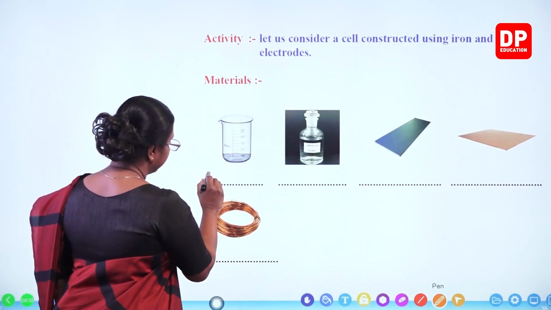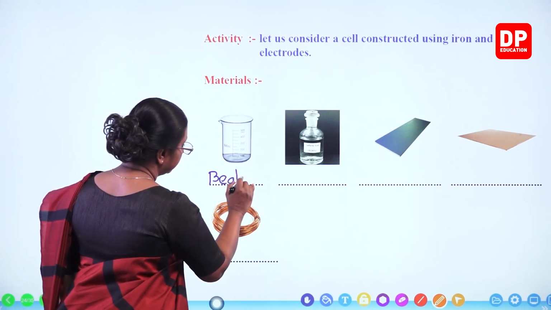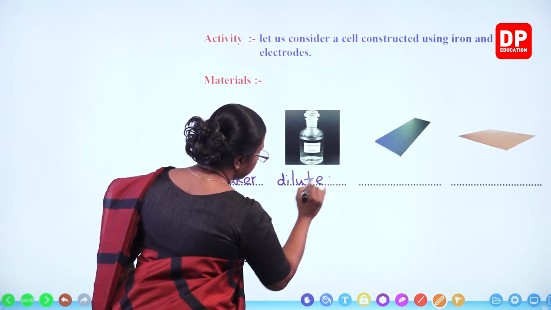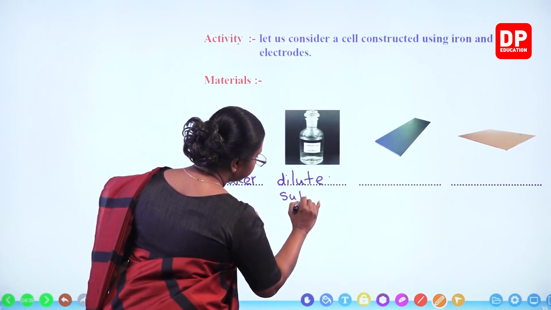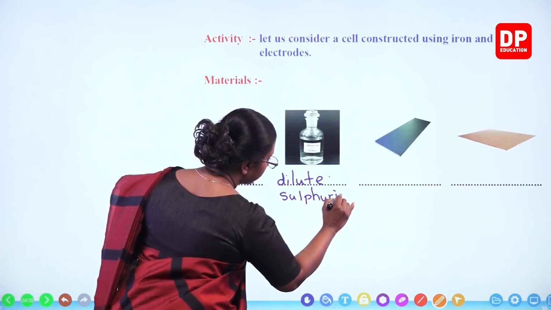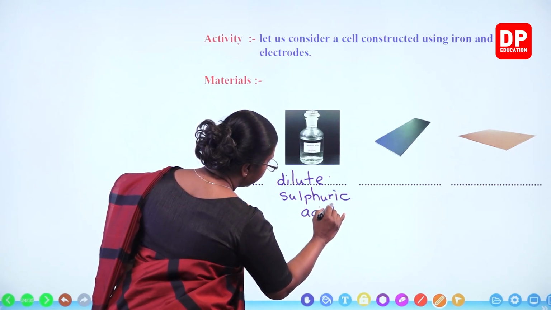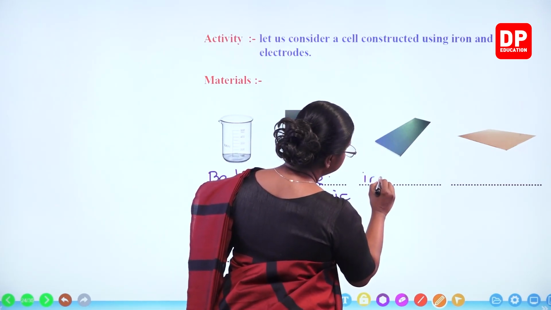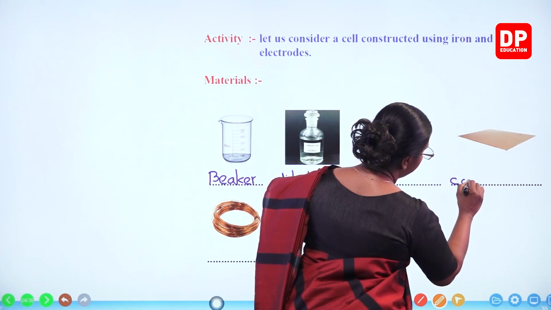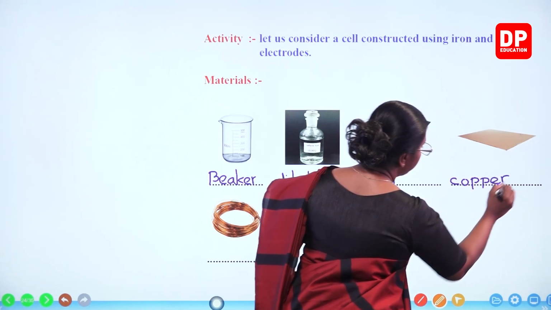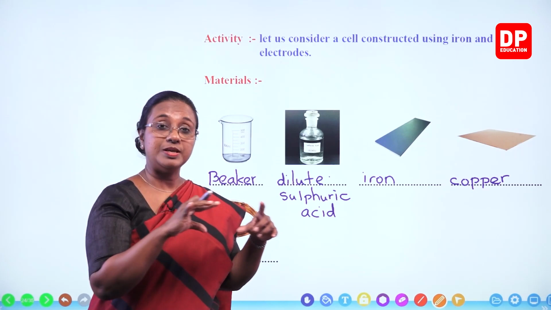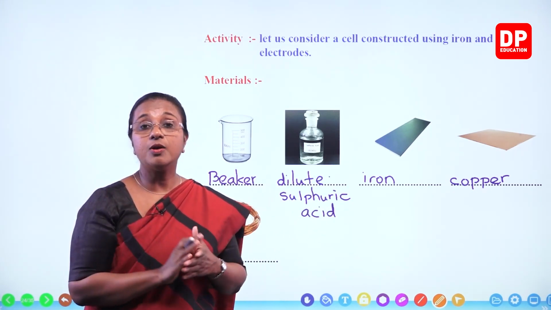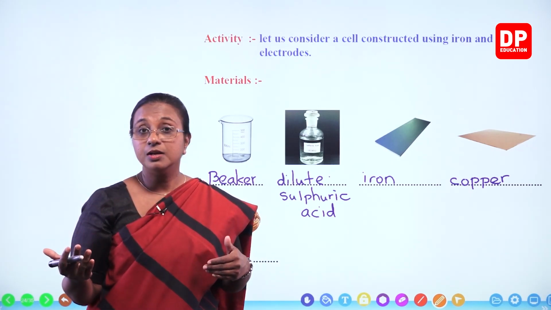Here you can see we need a beaker. Then we need dilute sulfuric acid. Then here we will need iron and copper. So you all know when they need to be electrodes, it has to be a metal sheet. Iron sheet, copper sheet, or iron rod and copper rod, or an iron plate and a copper plate.